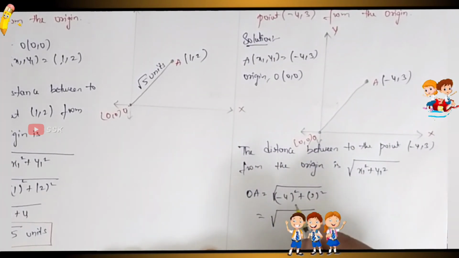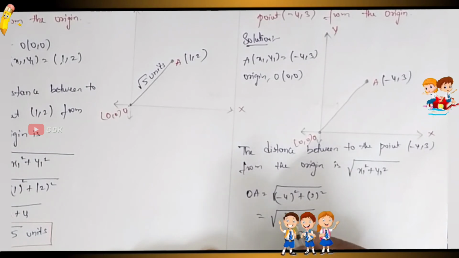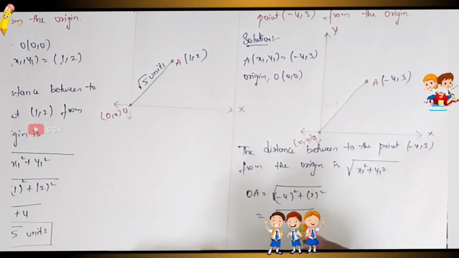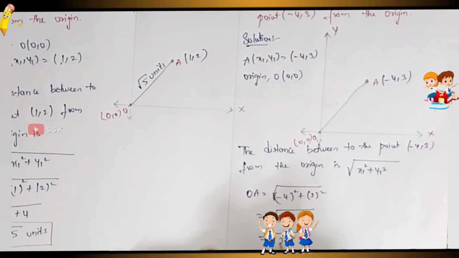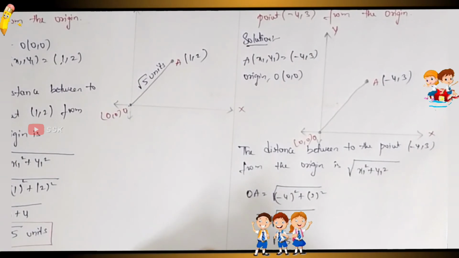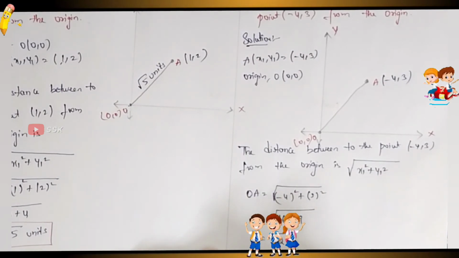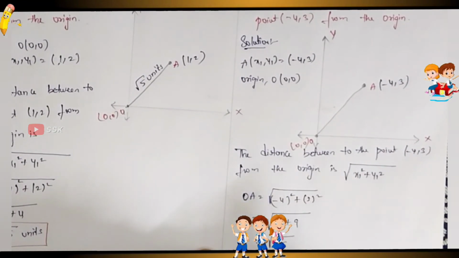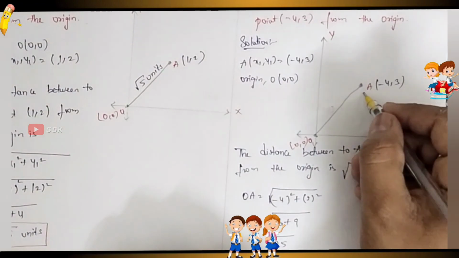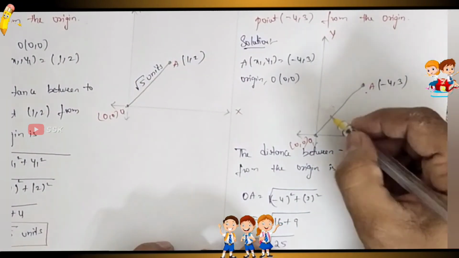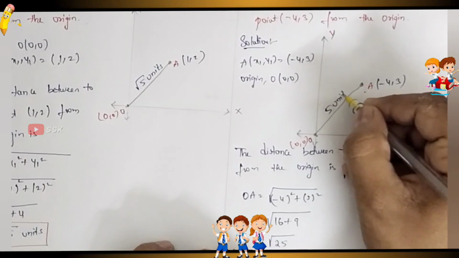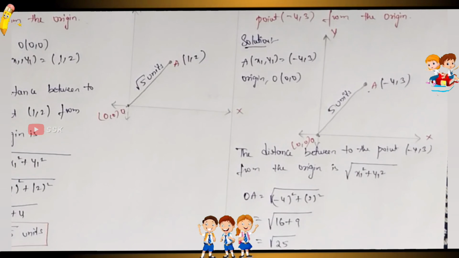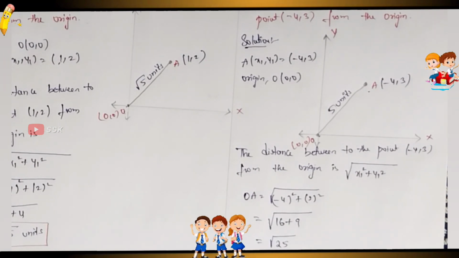Now square root of minus 4 whole square means minus 4 into minus 4. Minus into minus is plus, 4 fours are 16, plus 3 square, 3 into 3 that is 9. So 16 plus 9 how much? 25. The square root of that, OA is equal to square root of 25, value is 5. So 5 units. So the OA value is 5 units. So the distance from the origin to A is 5 units. Okay, this is the example of distance between a point and the origin.